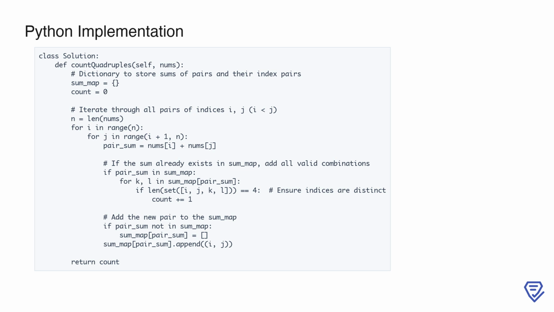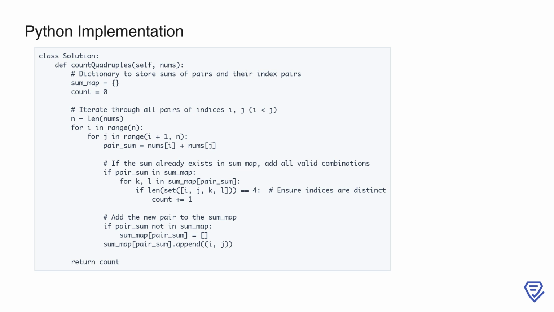3. Calculate pair sum. For each pair, i, j, we calculate the sum nums[i] plus nums[j]. 4. Check for existing sums in the map. If the sum already exists in sum_map, it means there are previous pairs, k, l, such that nums[k] plus nums[l] equals the current sum. We iterate over these pairs and ensure all indices are distinct using len(set(i, j, k, l)) equals 4. If valid, we increment the count.